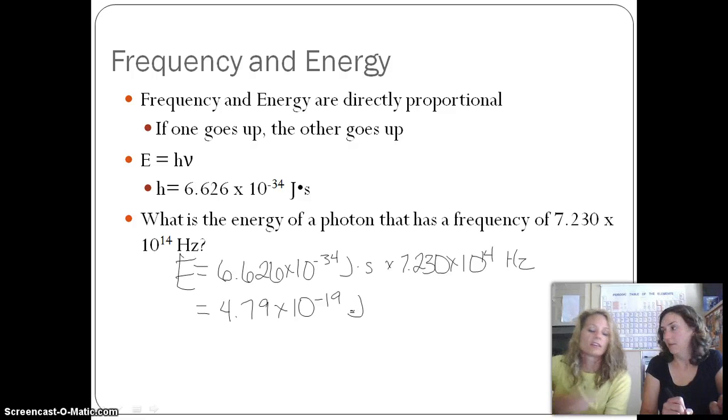Look all the way down your calculator. It'll be at the very end, and it may just be a small number at the top. It may not say times 10, or it may say E. Okay, so that's how you use that equation.